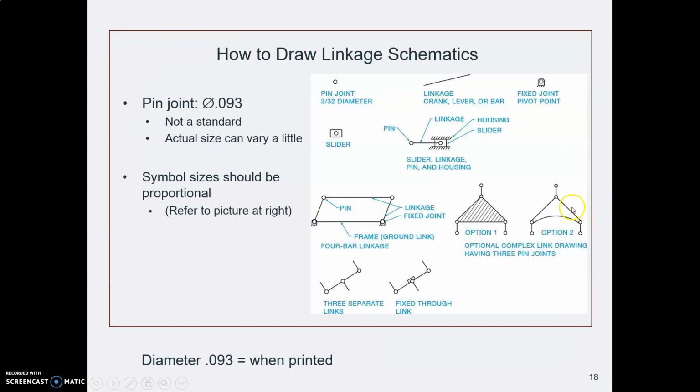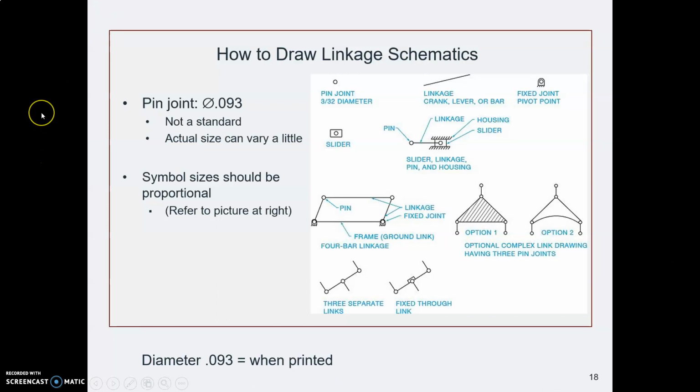And just to repeat, this is out of our book again, remember that our goal is when your drawing is printed, we want that pin joint to be about 3/32 of an inch in diameter, more or less. There is not an ASME standard for these, so this is more conventional practice than anything else.